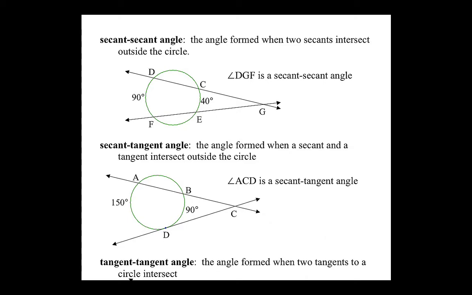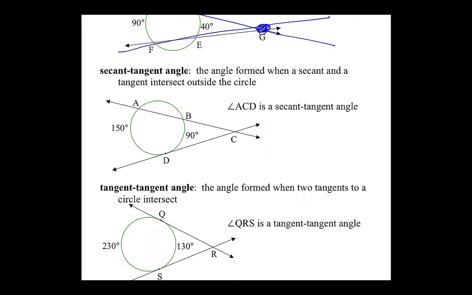You might run into a secant-secant angle, which, again, is very aptly named because it's created by a secant DC and a secant FE that meet outside the circle over here at point G. So that's what we mean by a secant-secant angle.